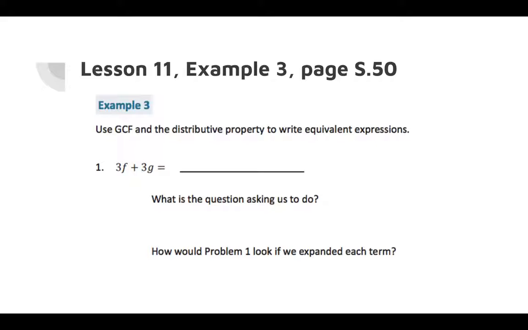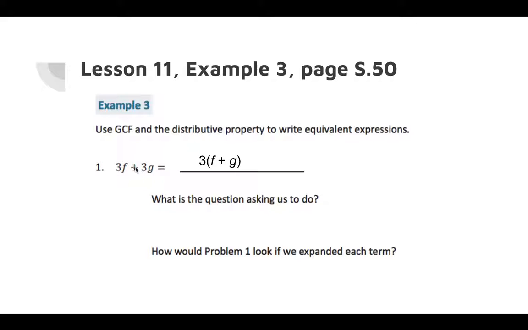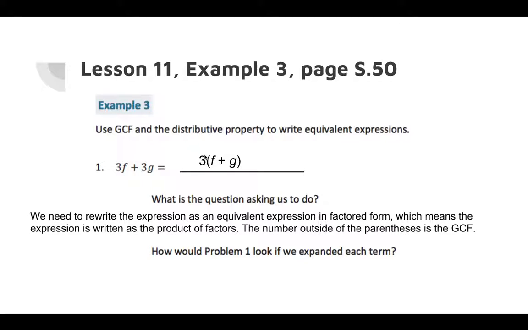Now we're going to use greatest common factor, GCF, and the distributive property to write equivalent expressions. We're almost there, guys. What is the question asking us to do? Okay, it's telling us that this looks like this. 3F plus 3G looks like 3 times F plus G. It's like you extracted the 3 and put it on the outside. So we need to rewrite the expression as an equivalent expression in factored form. So you've factored it, which means the expression is written as a product of factors.